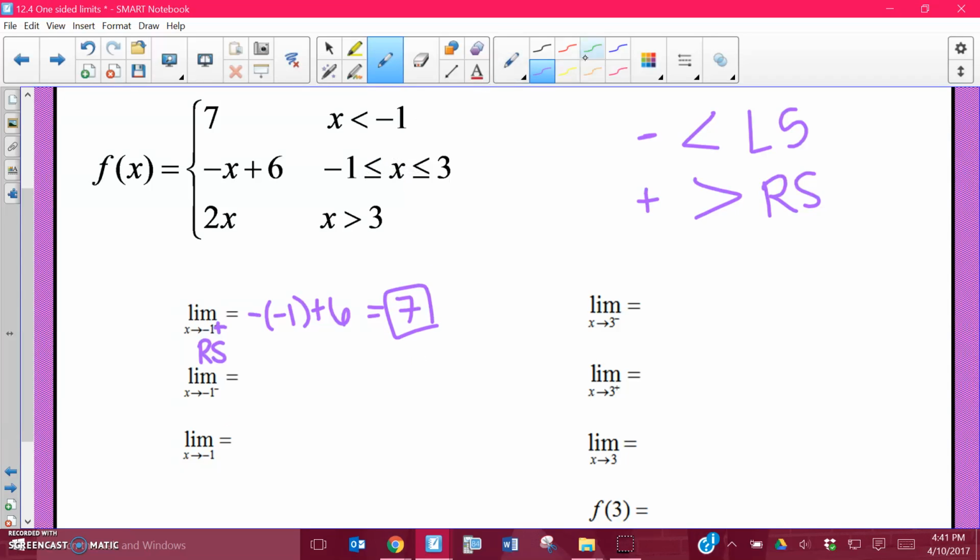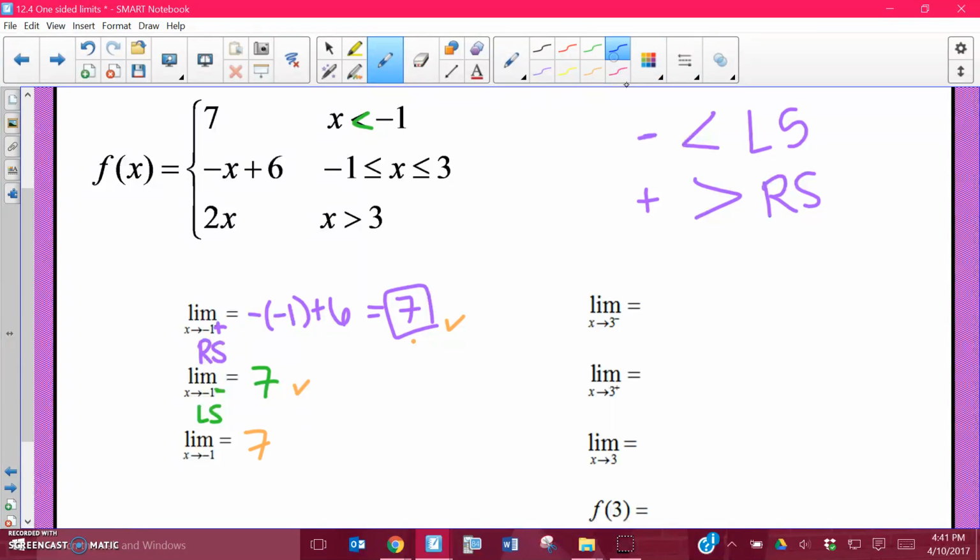Okay, and do the same thing. I'm going to go to the left side though, we already did the right side. And so that's less than. So I'm looking, where is x less than -1? It's up here. There is nothing to plug in. It's 7. That would be my answer for the left side limit. And so if I look here and I want the entire limit as x goes to -1, since both of these things equal each other, that means that my limit does exist and it's at that number.